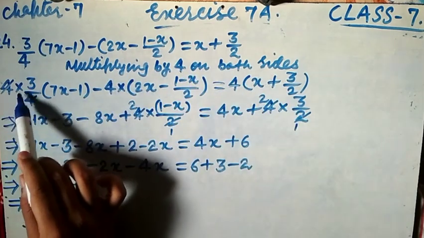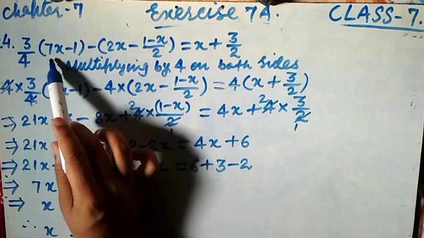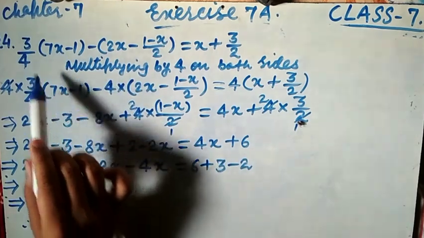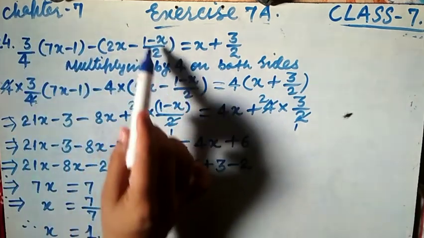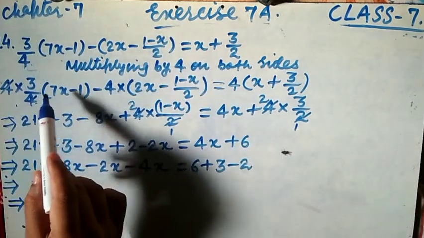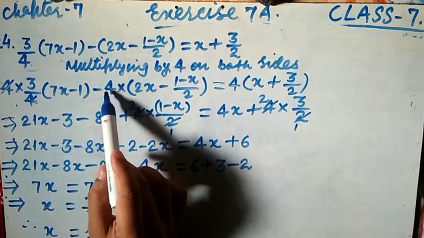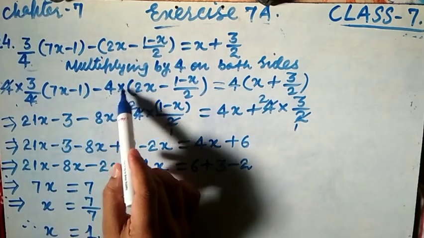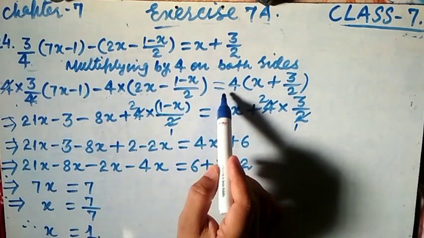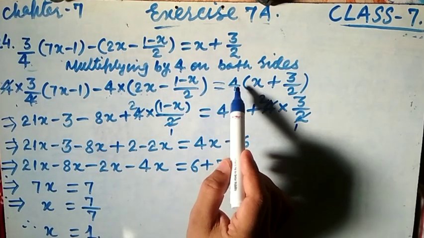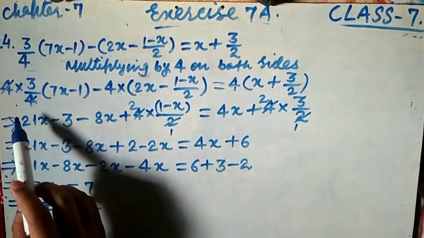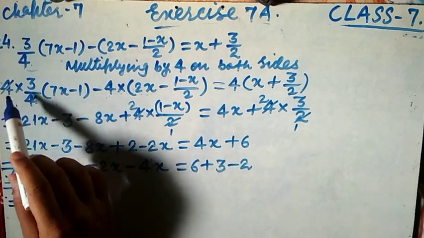On the left-hand side, 4 multiplied by 3 by 4 times 7x minus 1. We have to multiply each and every term on the left-hand side, so first this term, and then once again this term by 4: 4 multiplied by 2x minus 1 minus x divided by 2. The right-hand side is equal to 4 multiplied by the whole term x plus 3 by 2. Now here 4 and 4 will get cancelled.